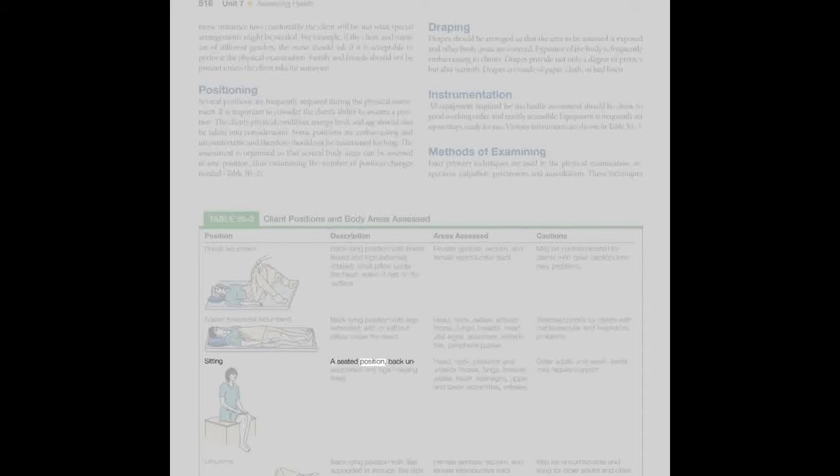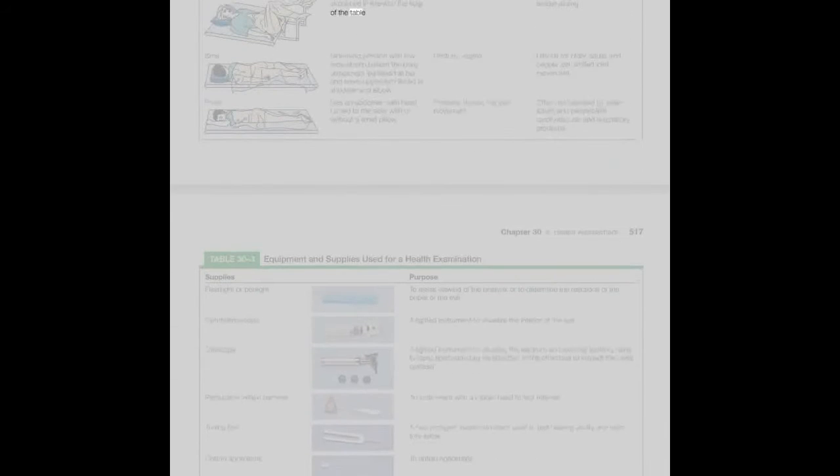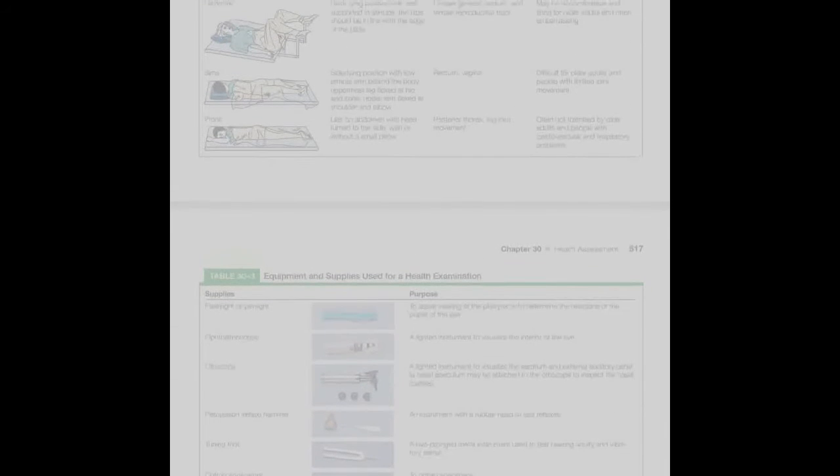Sitting: a seated position, back unsupported and legs hanging freely. Head, neck, posterior and anterior thorax, lungs, breasts, axilla, heart, vital signs, upper and lower extremities, reflexes. Older adults and weak clients may require support. Lithotomy: back lying position with feet supported in stirrups. The hips should be in line with the edge of the table. Female genitals, rectum, and female reproductive tract. May be uncomfortable and tiring for older adults and often embarrassing.